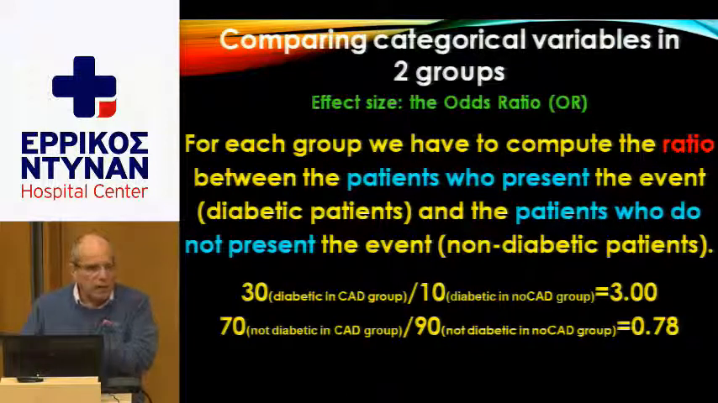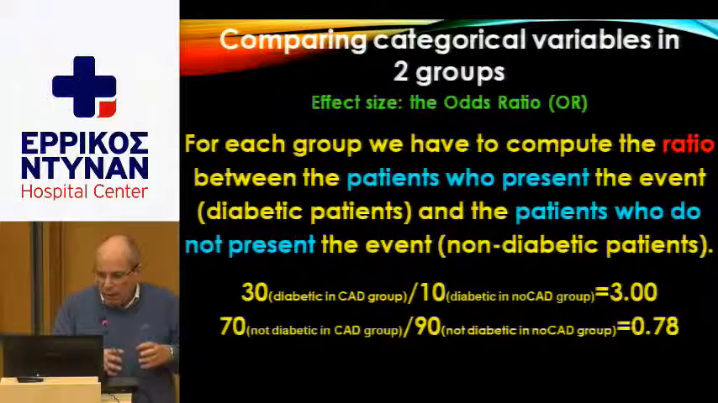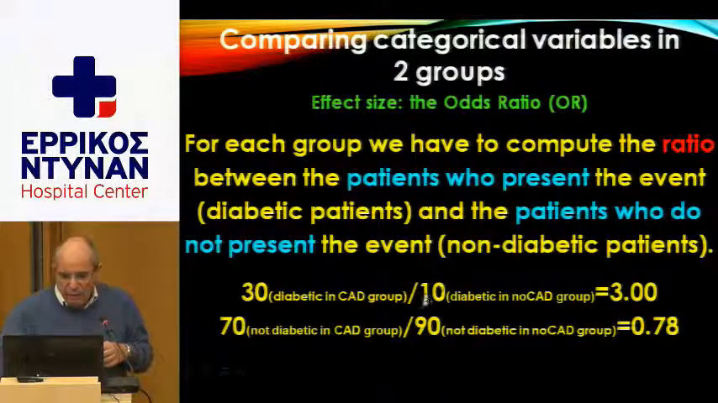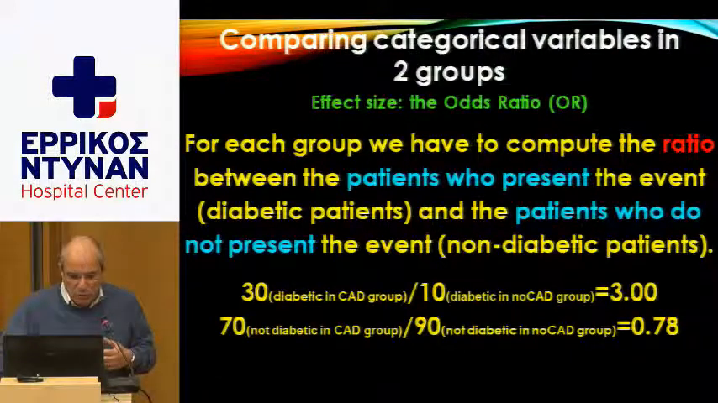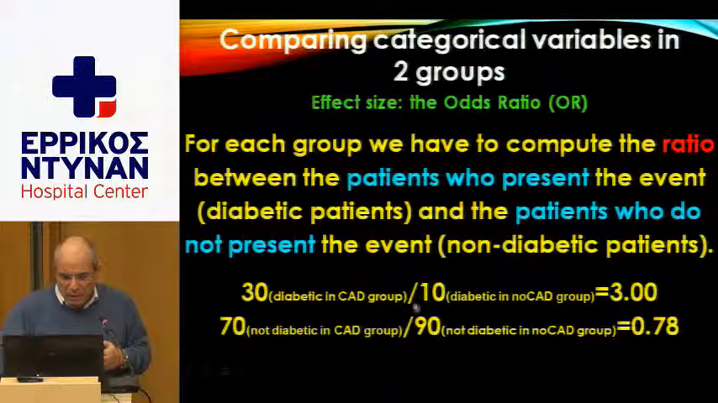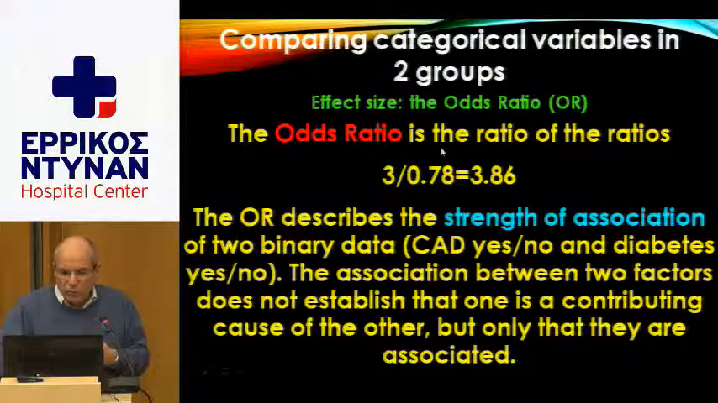But just to understand how it works, you take how many diabetics you have in group A: you have 30 here. How many diabetics do you have in group B? You have 10. The ratio is 3. Later on, you take the patients without diabetes. How many do you have in the CAD group? 70. And how many in the no CAD group? 90. That is 0.78. The odds ratio is the ratio of the ratios. So 3 divided by 0.78 is 3.86.